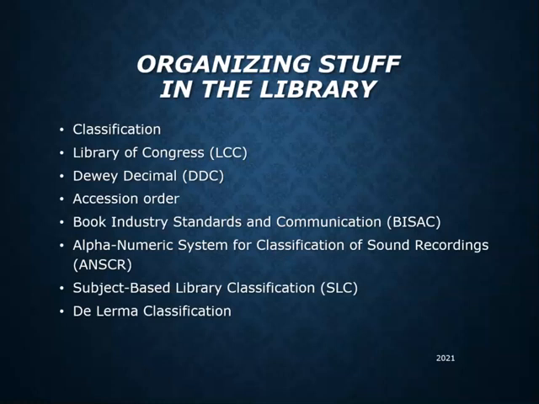We organize the materials we get through various classification systems, like the Library of Congress classification system, which is most common in academic libraries, the Dewey Decimal classification system, mostly found in public libraries now, and accession number order, meaning the order in which items got added to the collection. There are also specialized systems that meet the needs of certain collections or situations. For example, the Book Industry Study Group's BISAC system is used by bookstores. Answer is used for sound recording collections, and SLC is used in elementary school libraries.